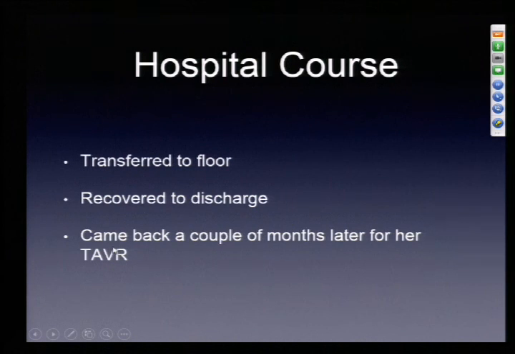She recovered to discharge, and actually a few months later, she was able to come back. She did receive a transcatheter aortic valve replacement and did very well with that and went home after that, doing very well. So it's actually kind of a terrible complication, an emergent case, which ended up with the patient doing exceedingly well and actually getting everything that she needed done.